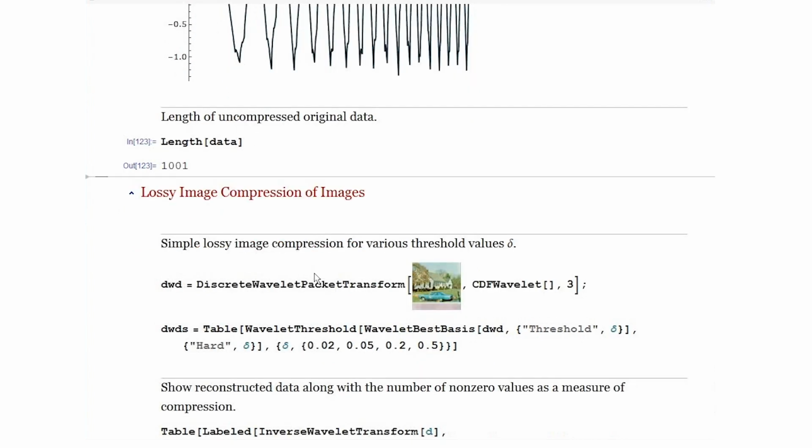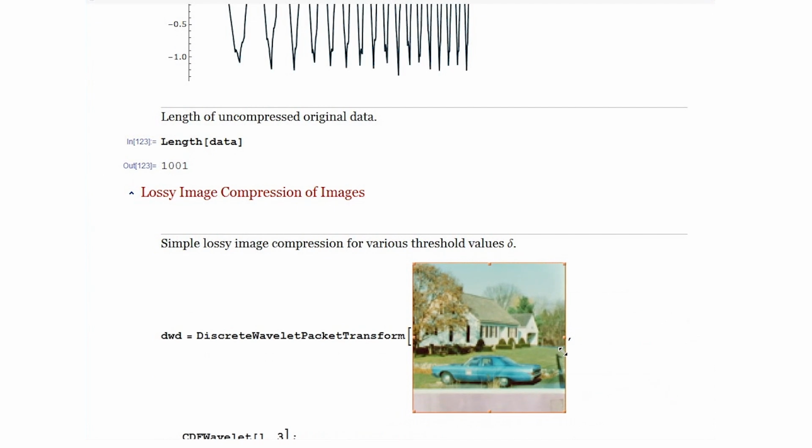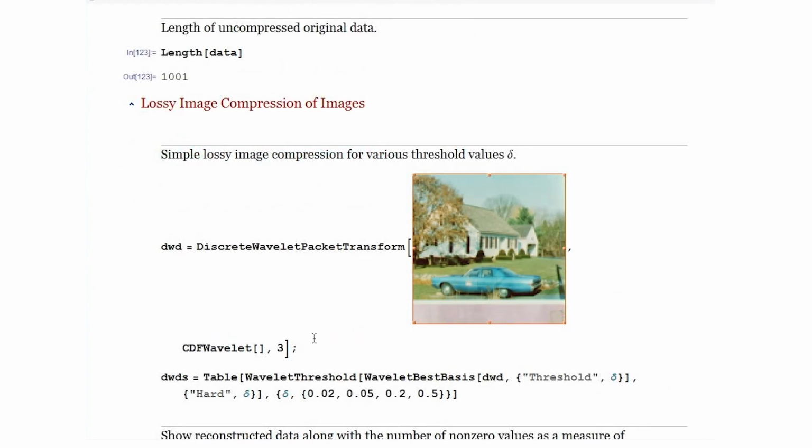So let's look at an example of performing what would be termed as a lossy image compression. In this case, we are going to take this image of a car in a neighborhood. We're going to take a discrete wavelet packet transform of that, and we are going to perform certain wavelet thresholding using the hard threshold, and we'll change the threshold values.